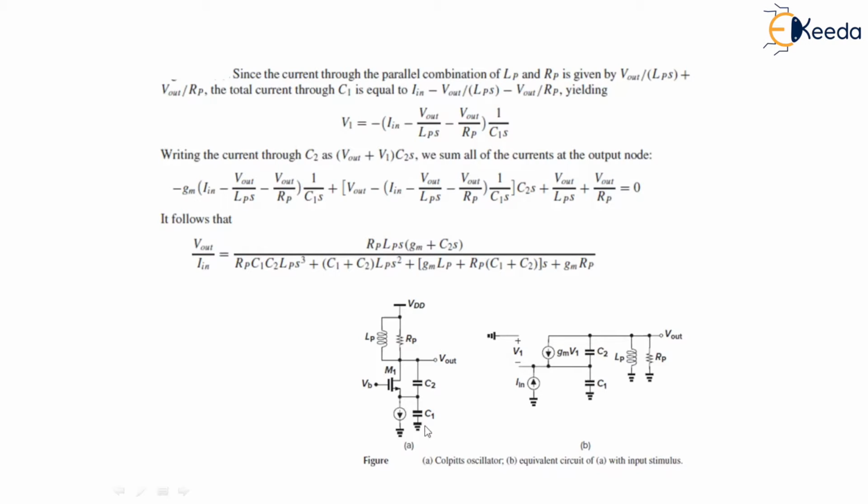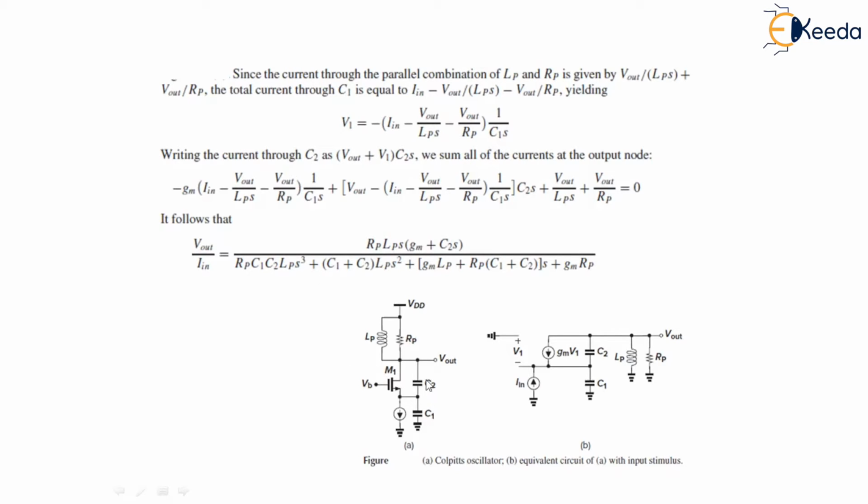Now the current through the parallel combination of LP and RP is given by V out by LPS plus V out by RP, and the total current through C1 is equal to I in minus V out by LPS minus V out by RP, which will yield that V1 is equal to minus (I in minus V out by LPS minus V out by RP), bracket closed, multiplied by 1 upon C1 S.